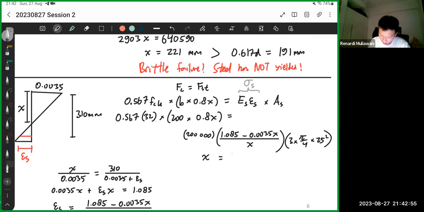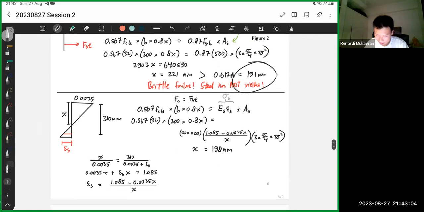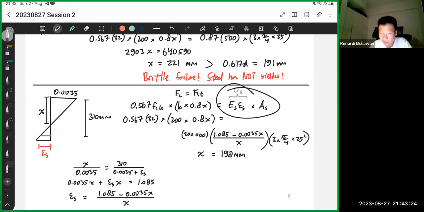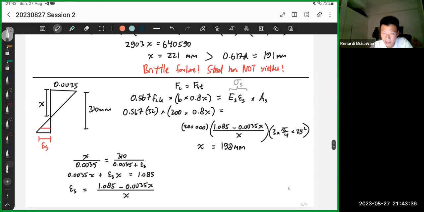You'll get 198. Why is it 198? I might have made a mistake somewhere because it's still more than 191. So something should be wrong. Oh no, it's correct. It is a brittle failure. So it is still bigger than the balanced case. It's just that now we have the correct value of the force. The force we need to use is ES times epsilon S. We cannot just use 0.87, again because of the yielded and not yielded cases. Okay, so x is that.